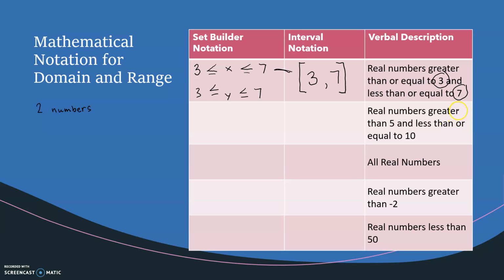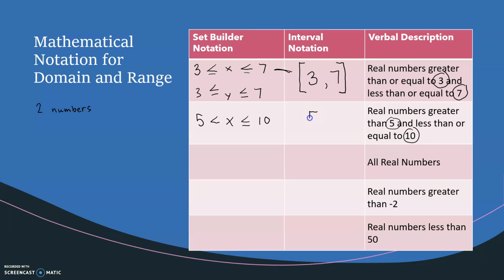All right, this next description: real numbers greater than 5 and less than or equal to 10. So the two numbers that I have are 5 and 10. 5 is smaller, so I'm going to put 5 first. And then my x or y, depending, and then greater than 5, less than or equal to 10. So x is between the 5 and the 10. We're not including the 5, but we are including the 10.